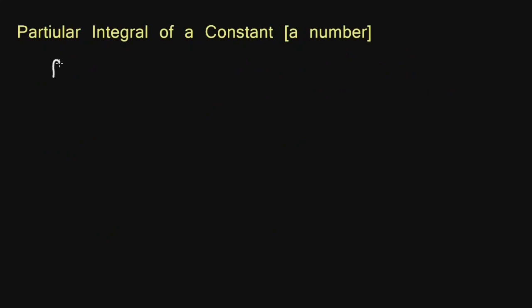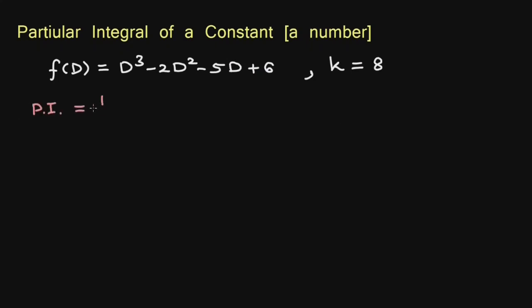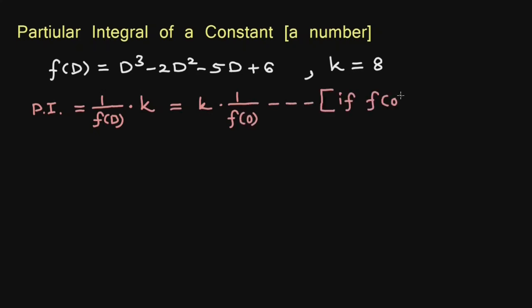We have f(D) equals D cubed minus 2D squared minus 5D plus 6, and we want to find the particular integral of a number k, which is 8. The particular integral of a number k will be 1 upon f(D) k, which will be k times 1 upon f(0), provided f(0) is not 0. This we write as 1 upon f(D) k e raised to 0x, because e raised to 0x will be e raised to 0, which is 1. So we write the particular integral as 1 upon f(D) k into e raised to 0x.